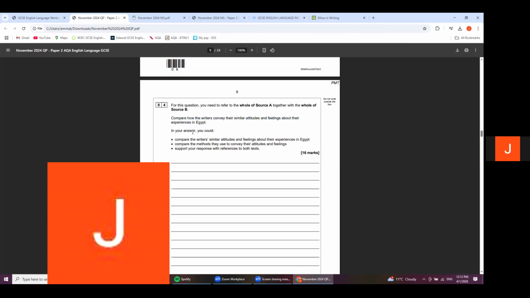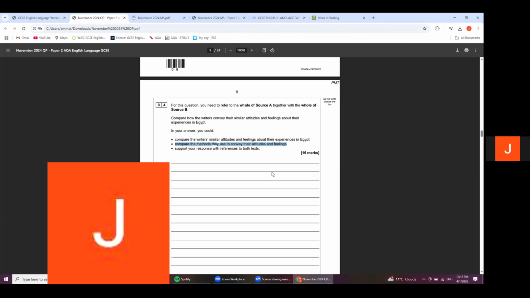For the question again, it says in your answer, you could, which means in AQA jargon, you should, you have to do this in order to maximize your chance of getting full marks. 16 marks there, so I'd say at least 15 minutes, at maximum 20 minutes. So compare the writers' similar attitudes and feelings about their experiences in Egypt. You're looking at the similarities. It's nice and it helps you out. We're not looking at the differences. Compare the methods they use to convey their attitudes and feelings. So with these methods, we are looking for language and structure as well. We could consider both of those and support your response with references to both texts.